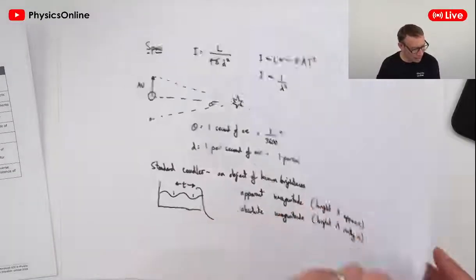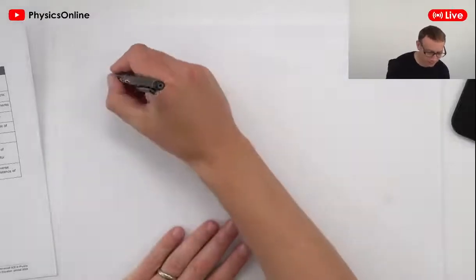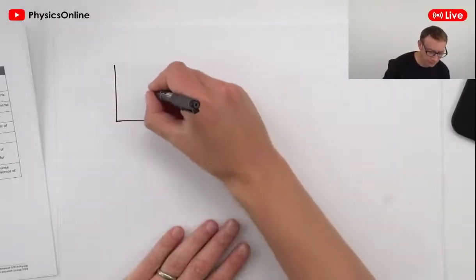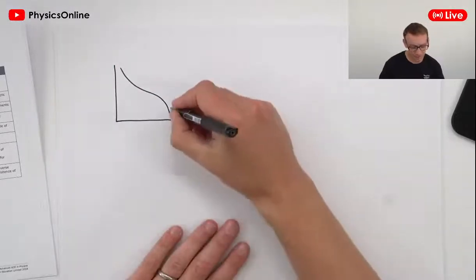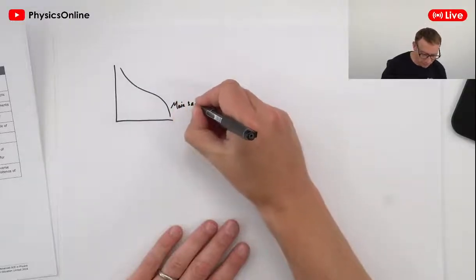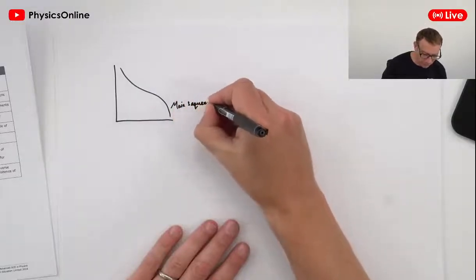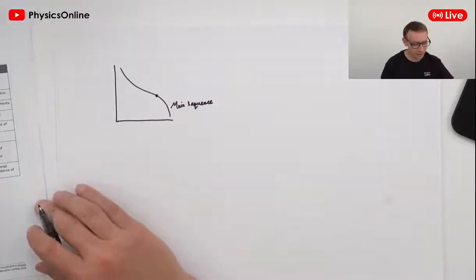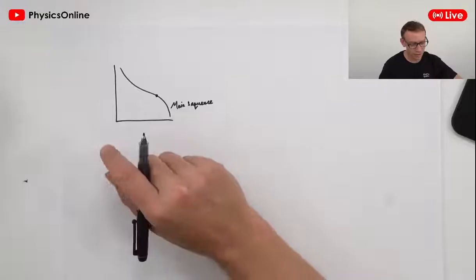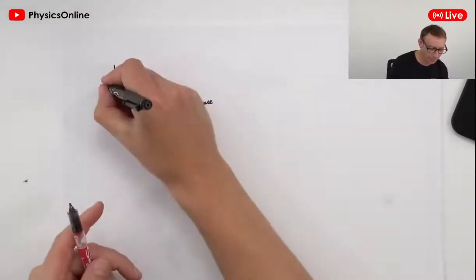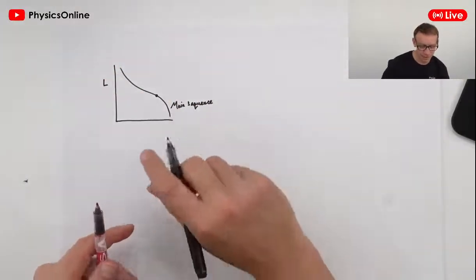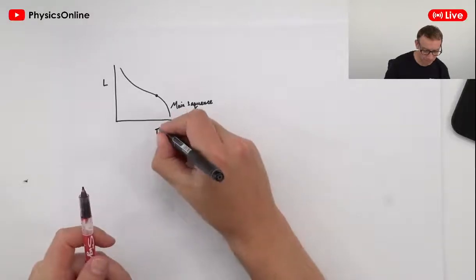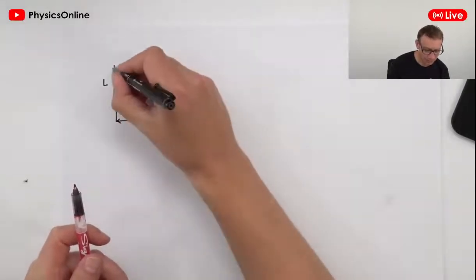Okay, the next one is the Hertzsprung-Russell diagram. It looks a bit like this for the main sequence. So these are the stars which are in a stable phase. Our sun is somewhere down here. We also have stars which are quite dull, but they give out lots of light. So maybe we have our luminosity along here. And we maybe have our temperature going this way.